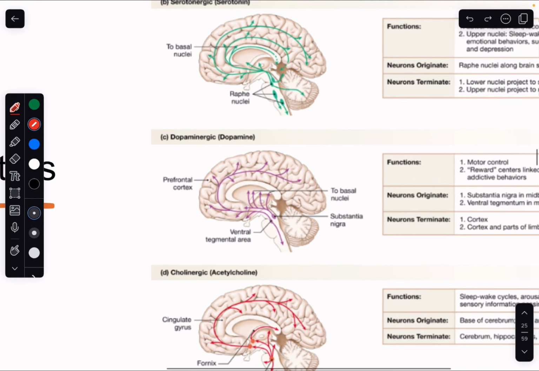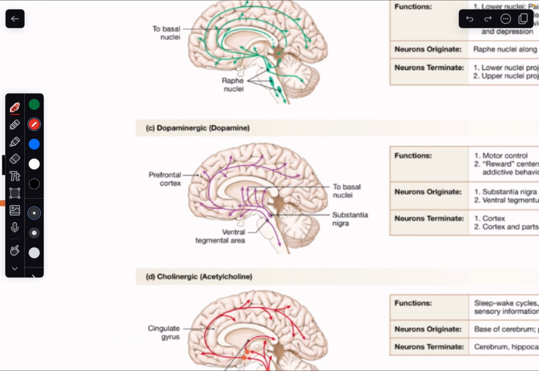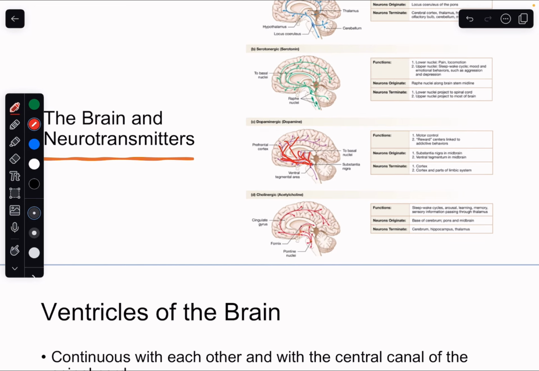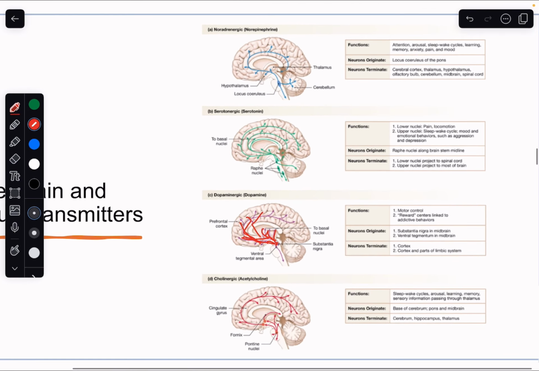So dopamine, we're familiar with that. What happens is it starts off in the substantia nigra, and then it goes like that. It just spreads around in the brain. All right, I'll let you guys read over this just in case.